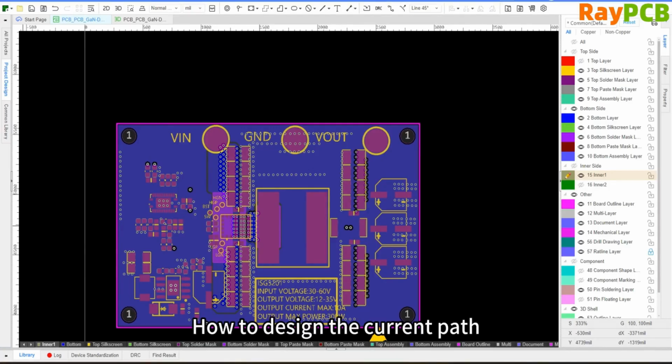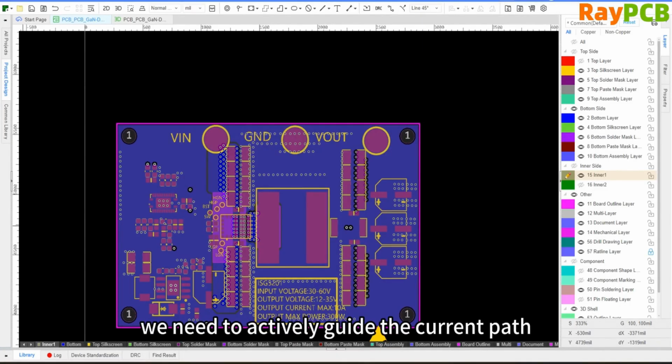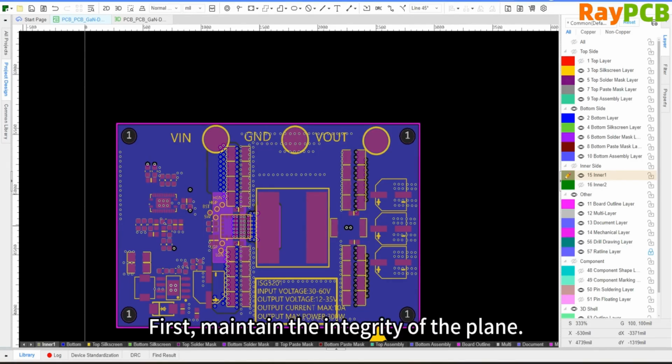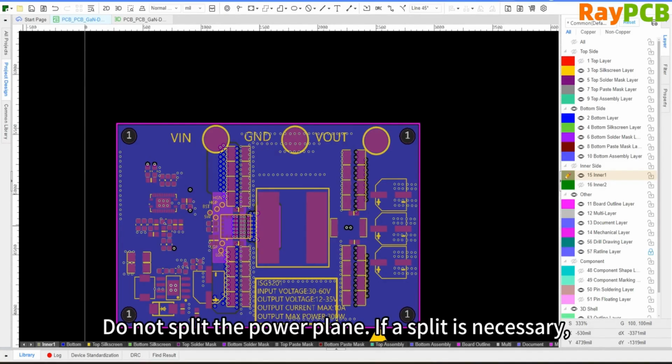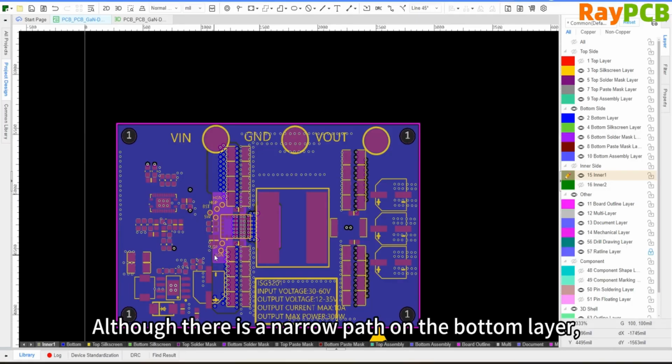How do we design current paths to avoid excessive current density? To ensure the stability and reliability of the power ground plane, we need to actively guide the current path and avoid high current density. First, maintain the integrity of the plane. This is the core principle. The ground plane should be kept as intact and unsegmented as possible. If the power plane needs to be split, the dividing lines should be as wide as possible to avoid creating narrow planes. This is just what we mentioned earlier, maintaining its integrity on the L2 layer.